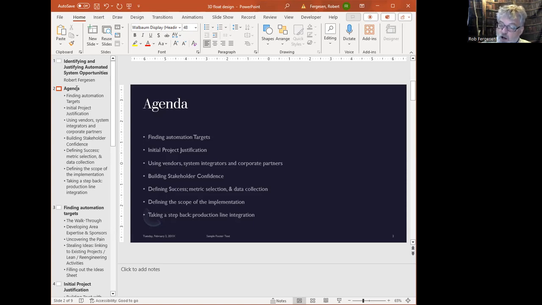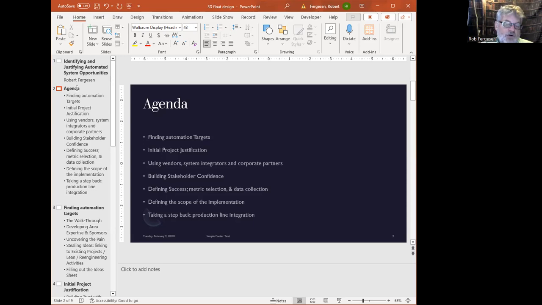It shouldn't take long. In the real world, this whole thing shouldn't take more than, say, a few days. Sometimes you might have to go onto the shop floor and gather some data, and that may take some time and extend this process a little bit. But from the initial target of these projects through to the ability to define the scope and metrics and take a step back, that should not take more than a few days of time.